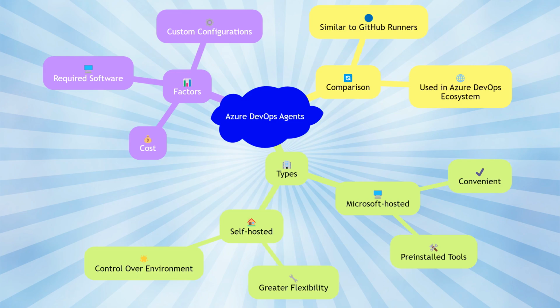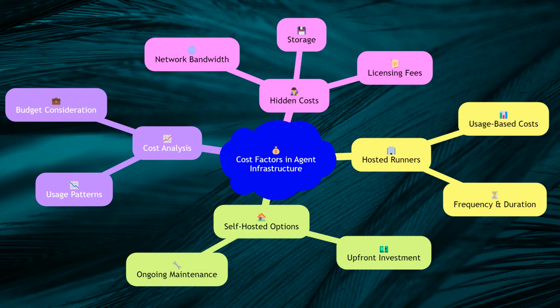Cost is a significant factor when designing your agent infrastructure. Hosted runners and agents typically incur usage-based costs, which can add up depending on the frequency and duration of your builds. Self-hosted options might require upfront investment in hardware and ongoing maintenance costs. It's essential to analyze your usage patterns and budget to determine the most cost-effective solution. Additionally, consider potential hidden costs, such as network bandwidth, storage, and licensing fees.